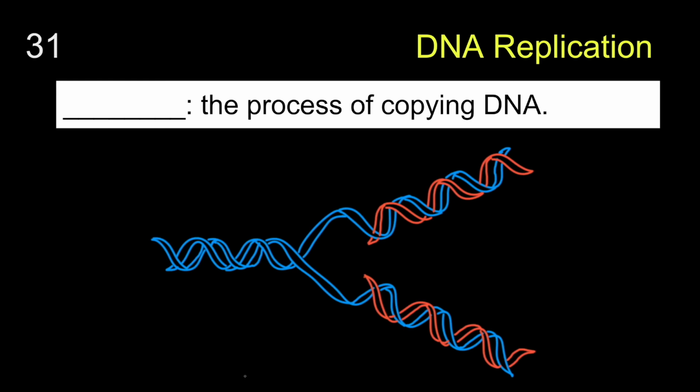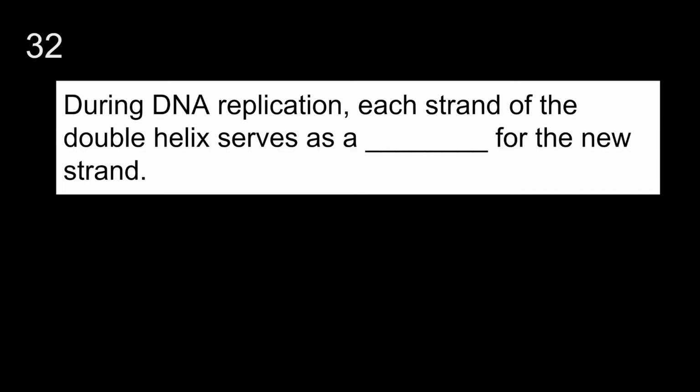Question 31. What is the process of copying DNA? The answer is DNA replication. That's when one molecule of DNA replicates into 2 molecules of DNA. Question 32. During DNA replication, each strand of the double helix serves as a blank for the new strand. The answer is a template.